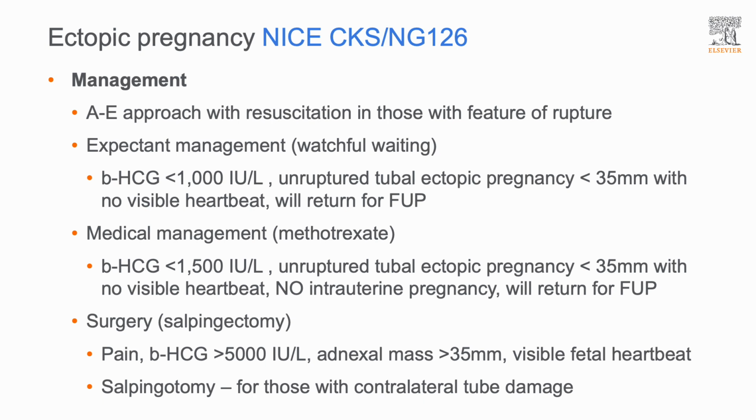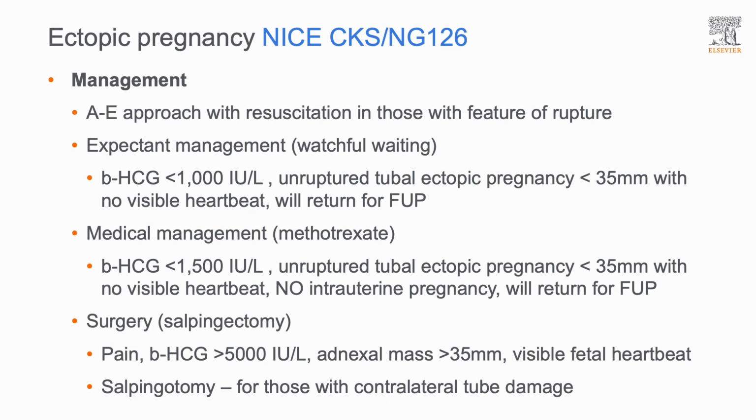For patients with a beta HCG under 1000, an unruptured tubal ectopic pregnancy of under 35 millimeters with no visible heartbeat who agree to return for follow-up, management can include watchful waiting. Patients are advised to return if bleeding continues or pain develops, to repeat a urine pregnancy test after 7 to 10 days and return if it's positive, and advised that a negative pregnancy test means that the pregnancy has miscarried. Expectant management can be used in these cases as in patients with this low beta HCG level and a small tubal ectopic. It is highly likely that the pregnancy will naturally miscarry, hence medical or surgical treatment is not required.